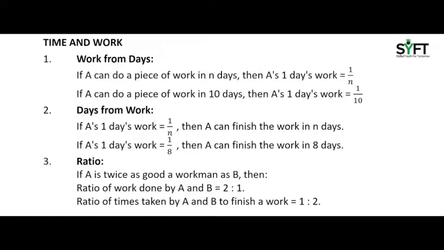Time and work. Work from days. If A can do a piece of work in n days, then A's 1 day's work is equal to 1 by n. Remember, if A can do a piece of work in n days, then A's 1 day's work is equal to 1 by n. For example, if A can do a piece of work in 10 days, then A's 1 day's work is 1 by 10.